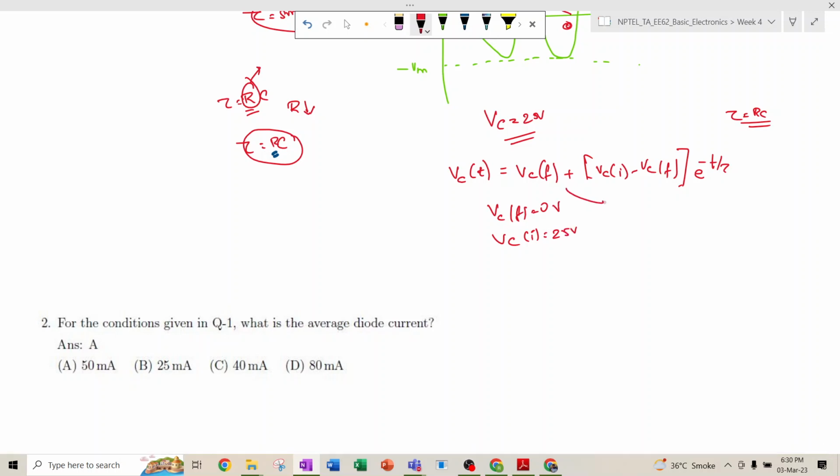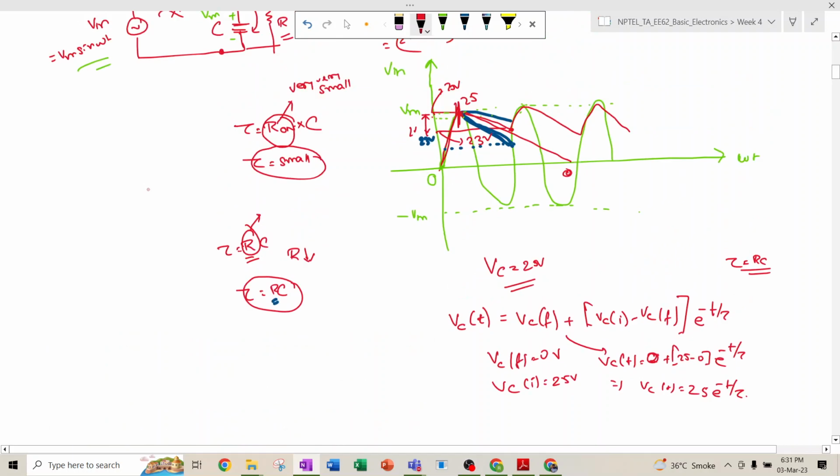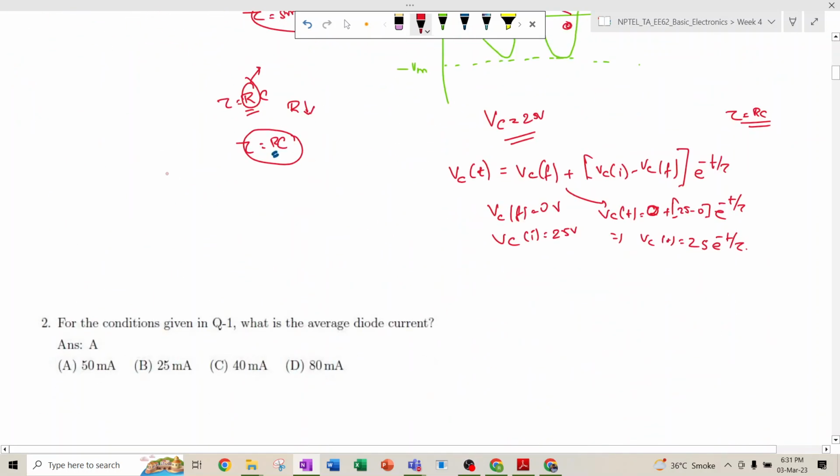So from this equation we get Vc(t) is nothing but 0 plus 25 minus 0 into e to the power minus t by tau. That means this Vc(t) is 25 e to the power minus t by tau. Now in the question it is told the ripple should not be less than 2 volt. So that means 23 is equal to 25 e to the power minus t by tau.